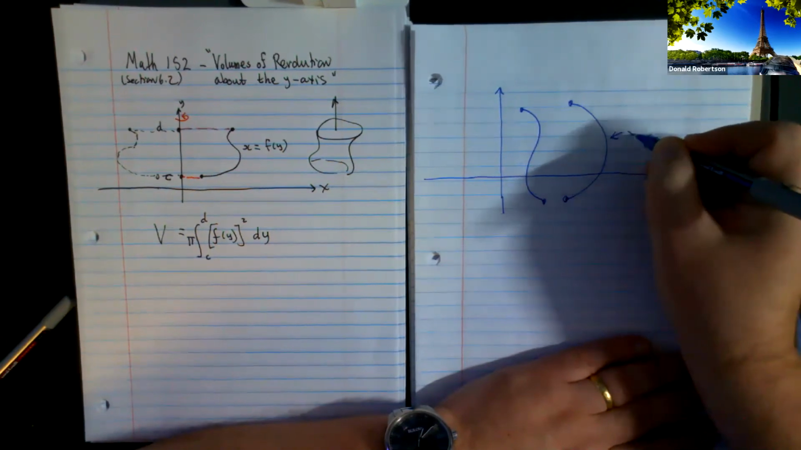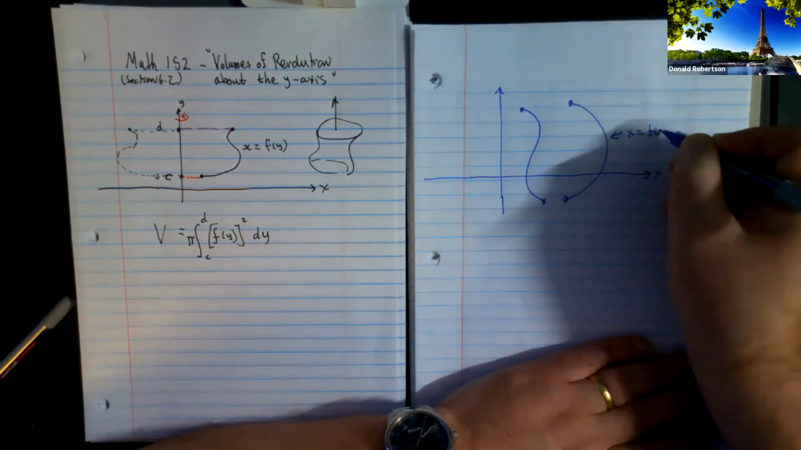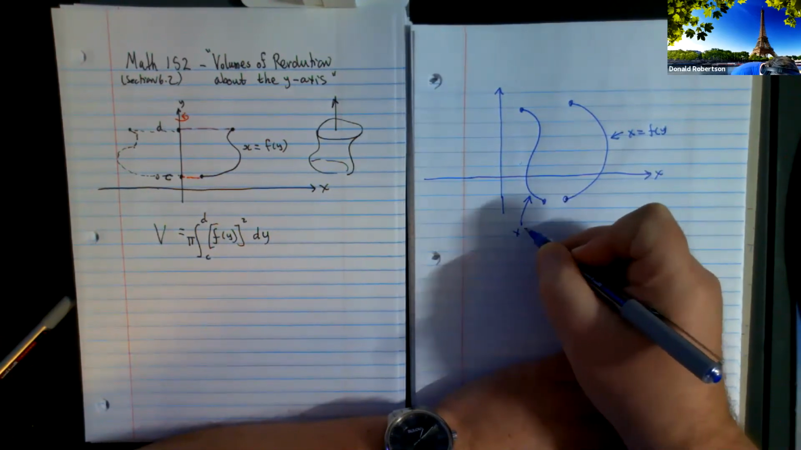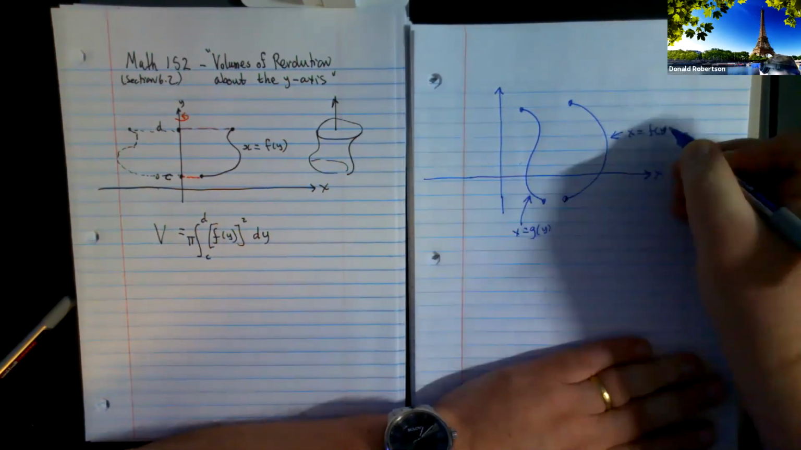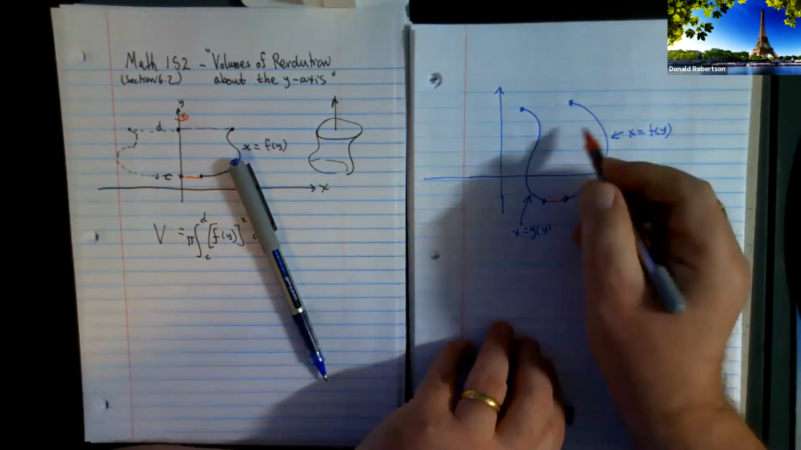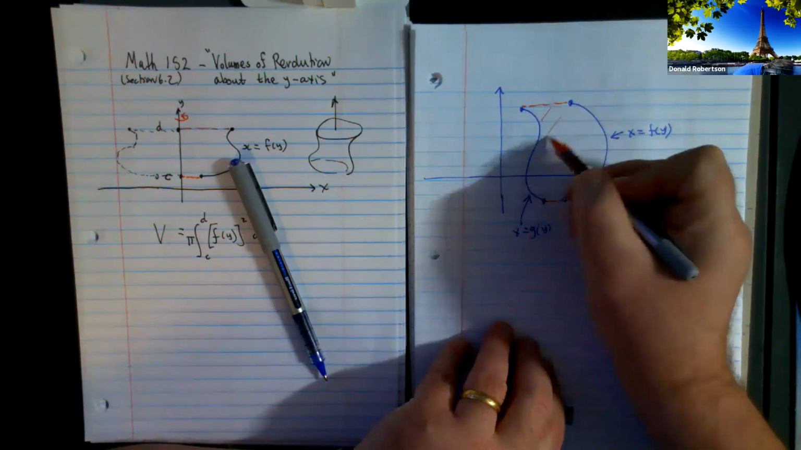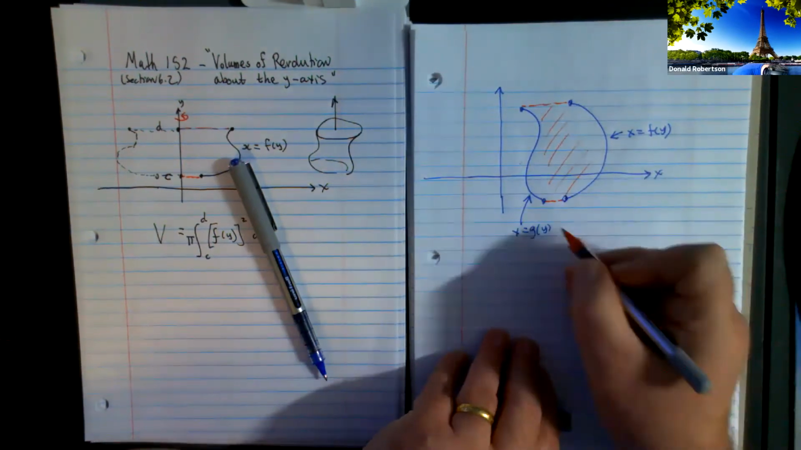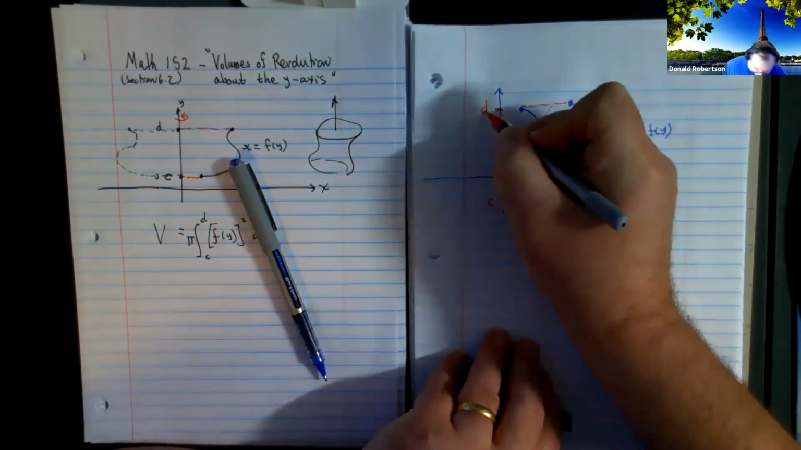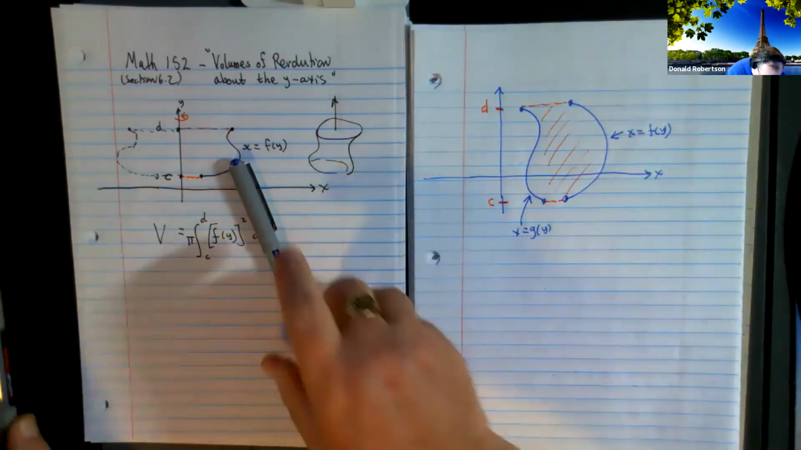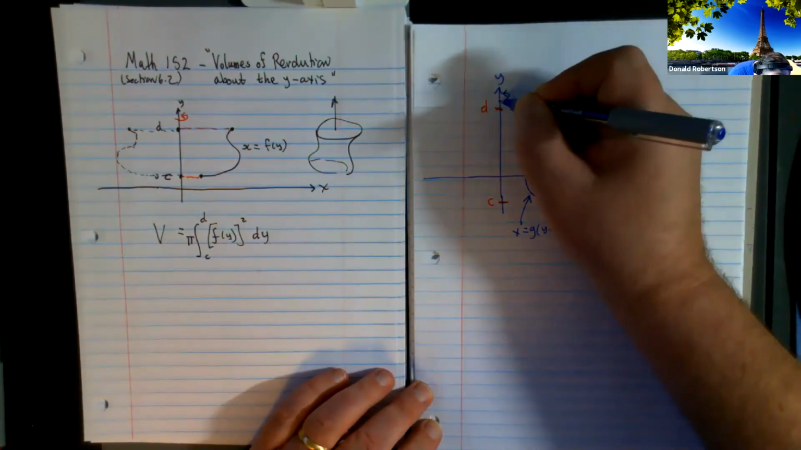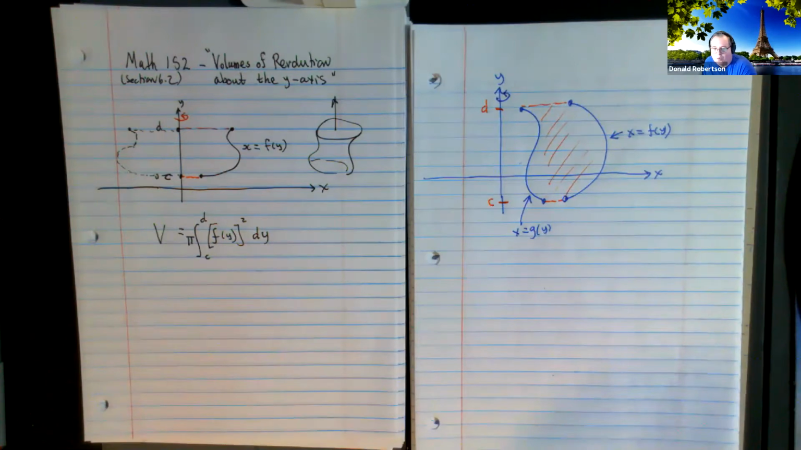Suppose this function is called x equals f of y, and that this function here is called x equals g of y, and that we're taking the area between 2 functions, which is essentially this thing, and it starts at c and it finishes at d, and we're being asked what would the volume of revolution be if you rotated that shape about the y-axis.